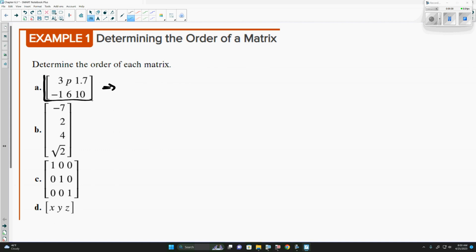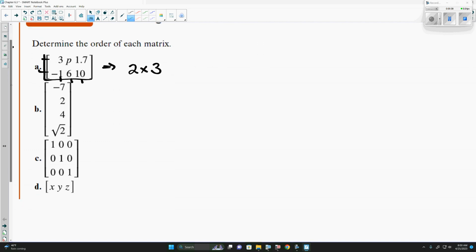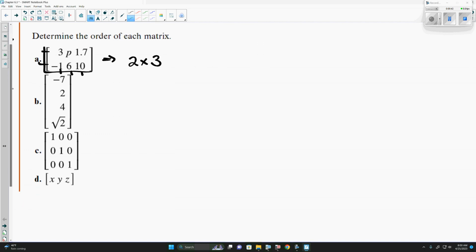So we have 2 rows and 3 columns, so we call this a 2 by 3. Now for our second matrix, the number of rows we have is 1, 2, 3, 4, and our number of columns is 1, so this is a 4 by 1.